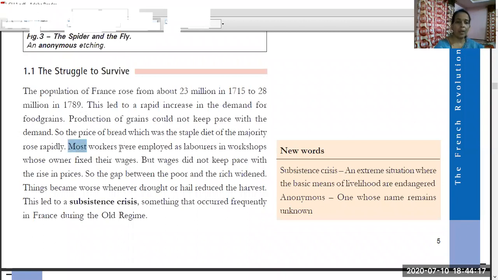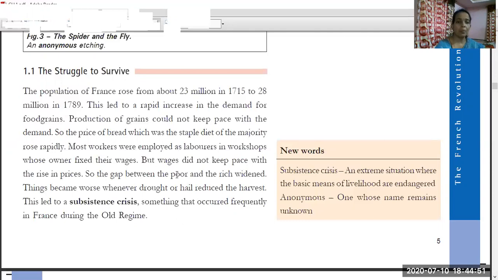Most workers were employed as laborers in the workshops. Many people were working as workers in the workshop. Their wages were fixed in the earlier time. They were not increased with the changing time or with the changing prices. The prices increased, but the wages remained the same. So people were unable to fulfil their needs. The wages did not keep pace with the rise in prices.